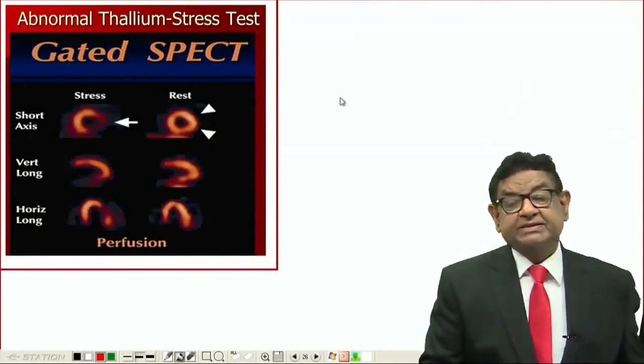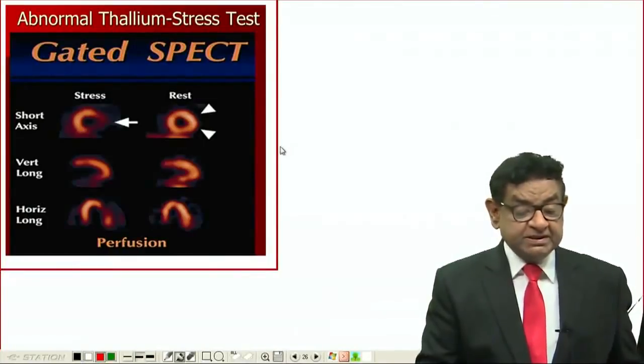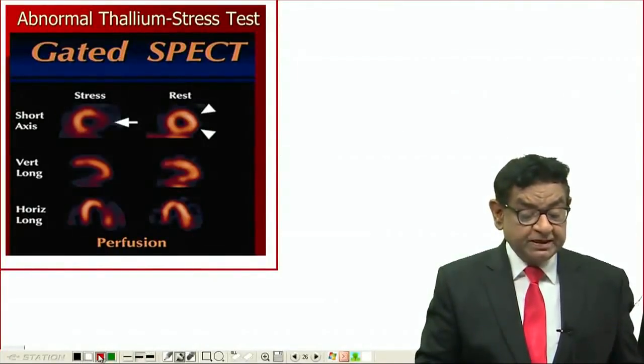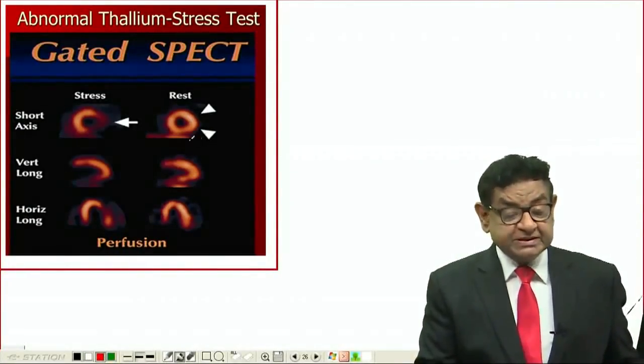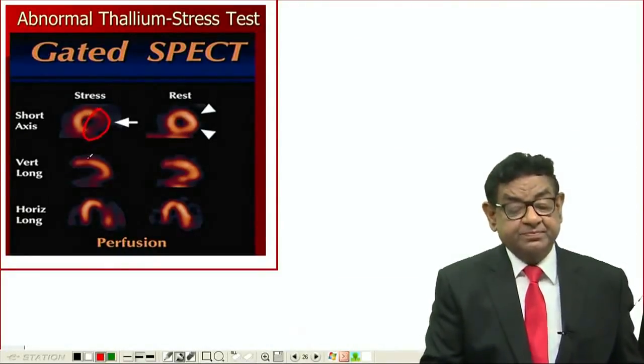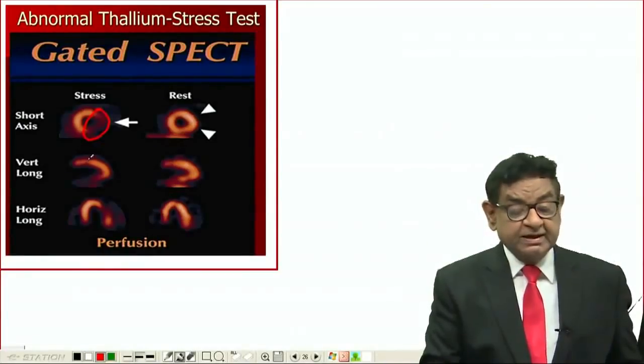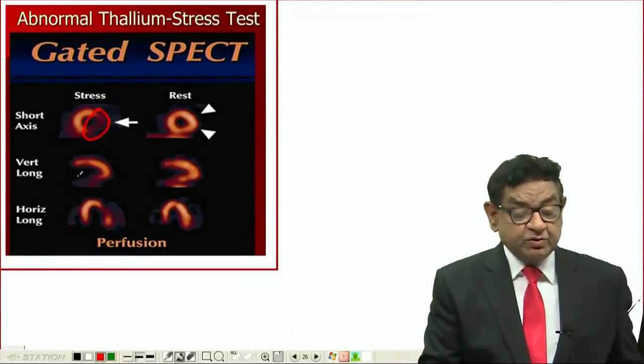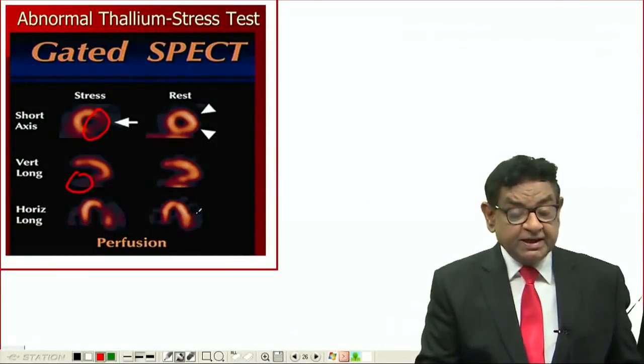So now we can see the gated thallium stress test, beautifully seen. Look at this. This is during the resting state. And now this is the ischemia we are getting. Cold spot we are getting. Again, resting stage, we are getting a lovely ischemic area. Again, this is the resting state, and we are getting tissue ischemia.